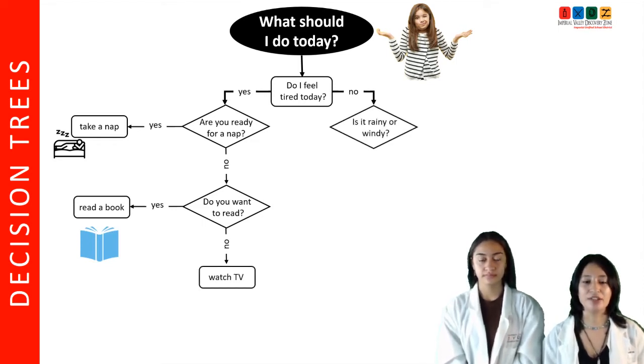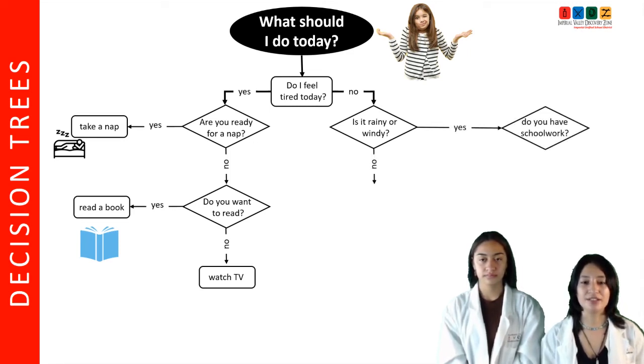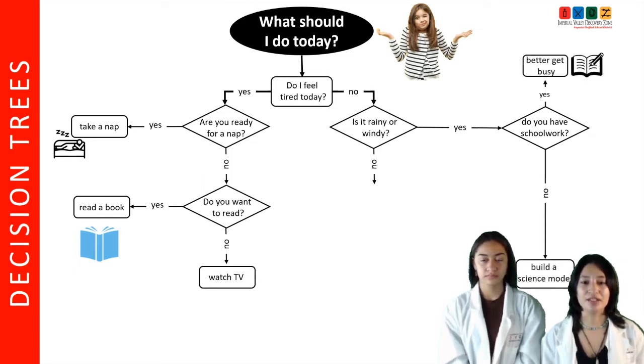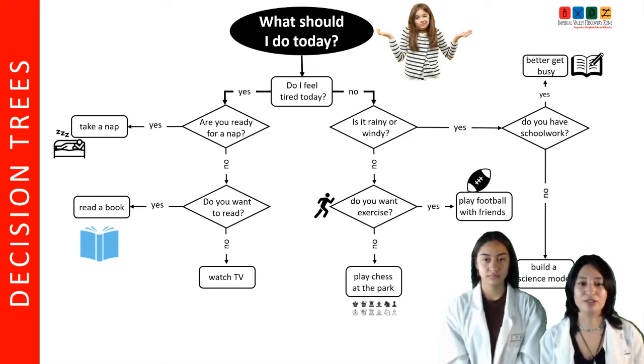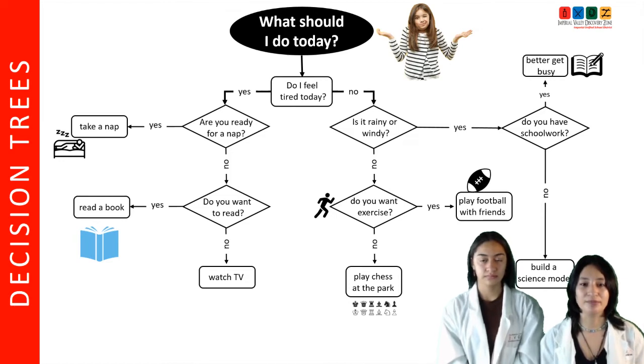Do I feel tired today? No. Is it rainy or windy? Yes or no? Yes? Then do you have schoolwork? Yes or no? Yes? Get busy. No? Build a science model. Is it rainy or windy? No. Then do you want to exercise? Yes or no? Yes? Then play football. No? Play chess at the park. This is an example of how you can use small decisions along the way to arrive at a final decision.